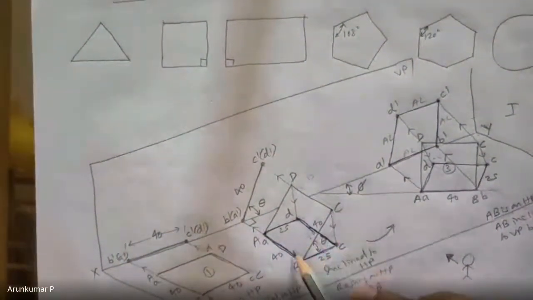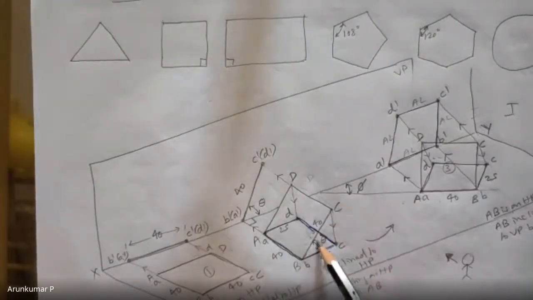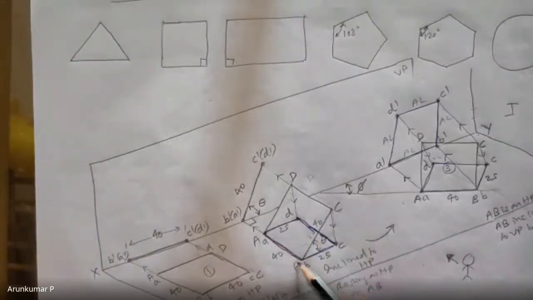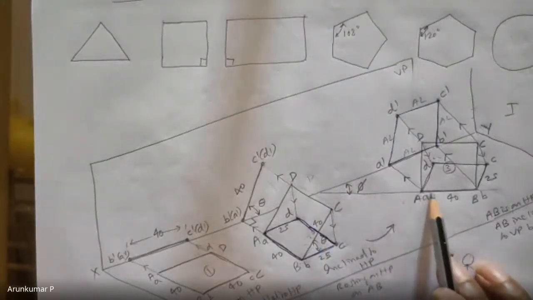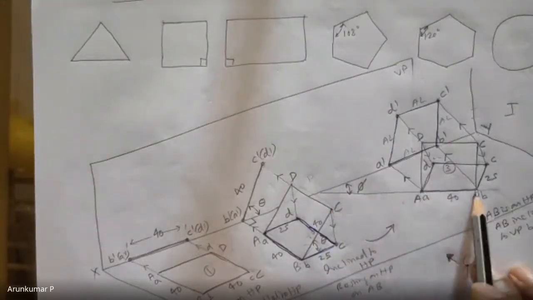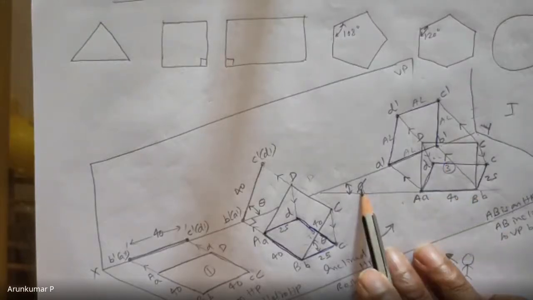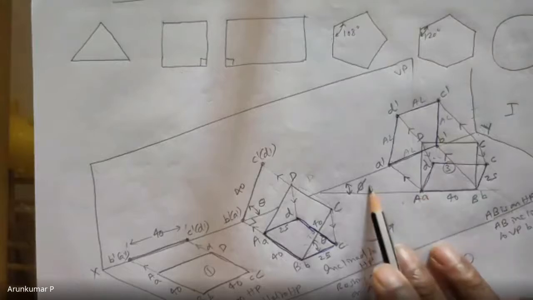So this is theta. The inclination which the lamina makes with HP is theta. But even when the lamina is making this inclination, it is resting on HP on the edge AB. Now, please observe this. The edge AB on which this square is resting on HP is inclined at 45 degrees to VP.